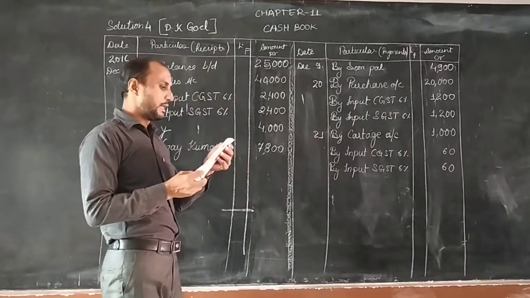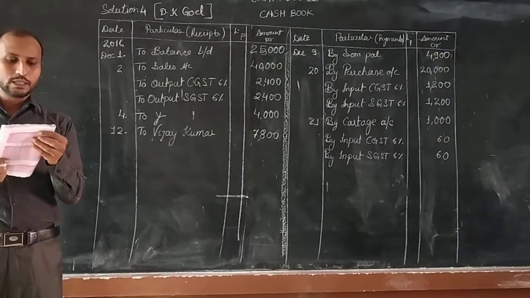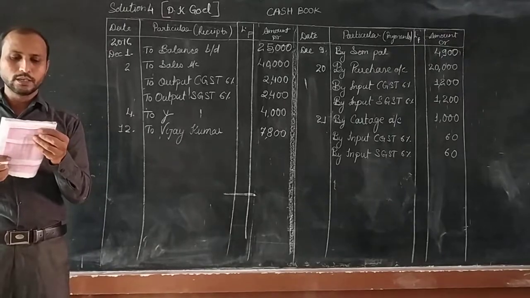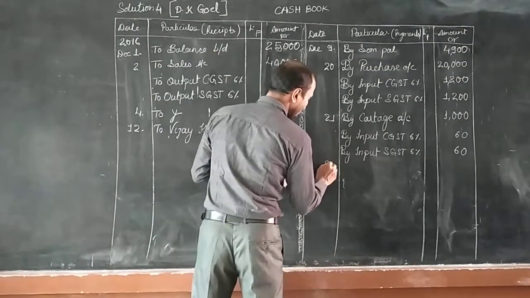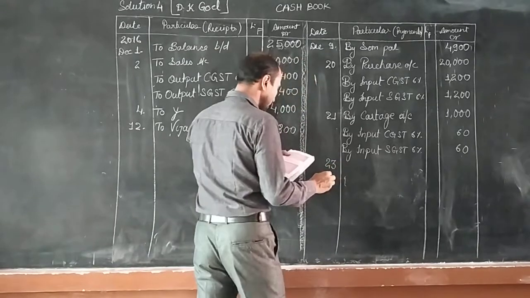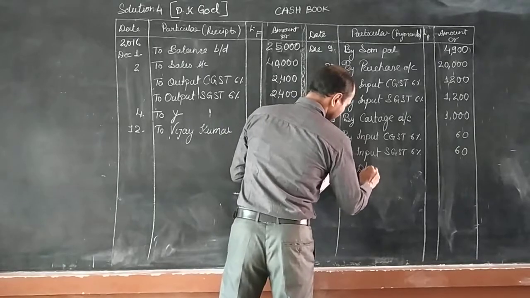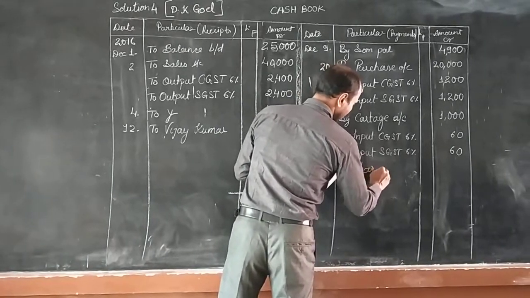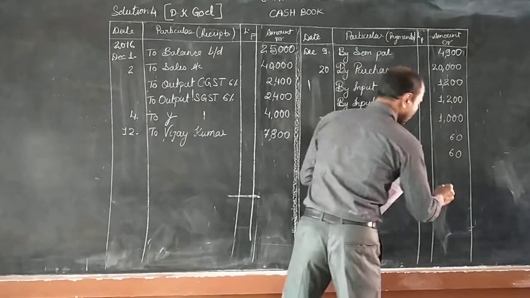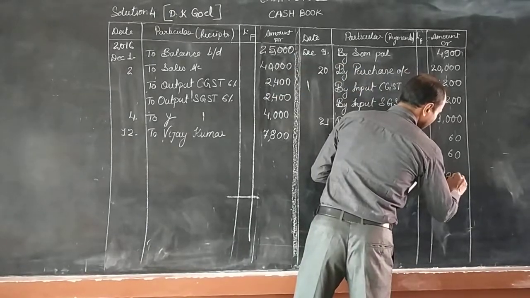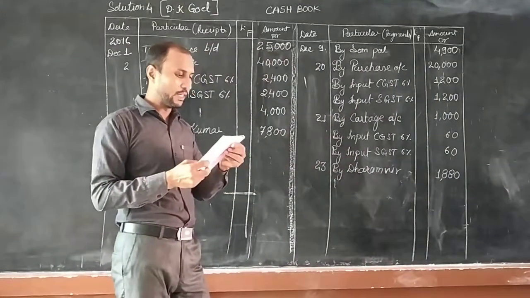Now we have remitted to Dharamveer. Remitted to Dharamveer means we have given this amount to Dharamveer. So the date is 23. It is by Dharamveer, and it is 1880 rupees.